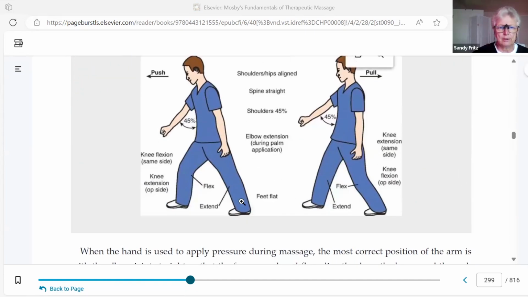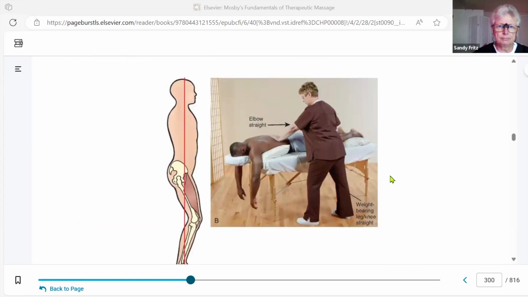So here is another picture that shows the same thing. When you are pushing, because remember, massage is application of a mechanical force, a push or a pull. So a push is a shift of the center of gravity forward, and a pull is shifting the center of gravity backward. Keep your elbow straight, not hyperextended, if you are going to be using your hand.